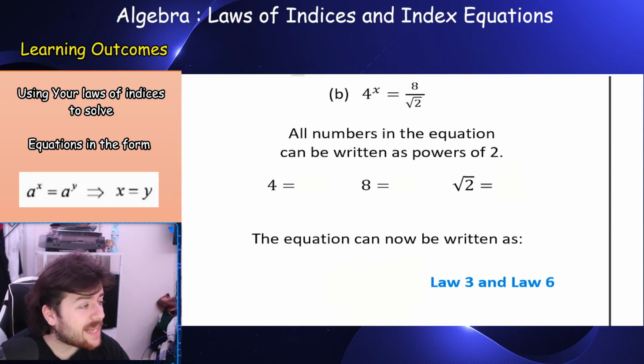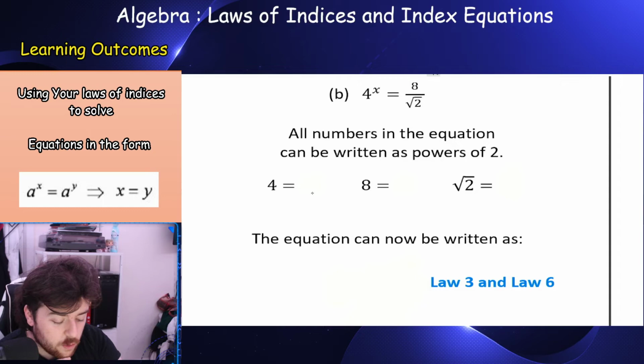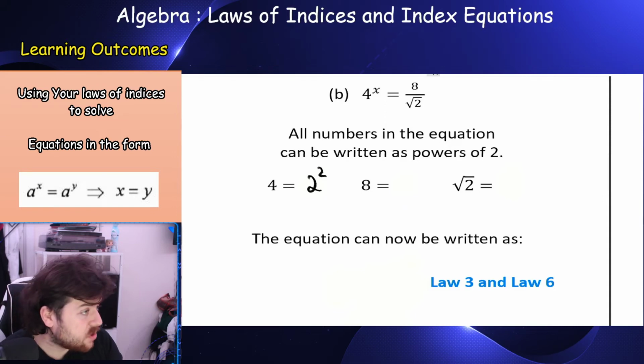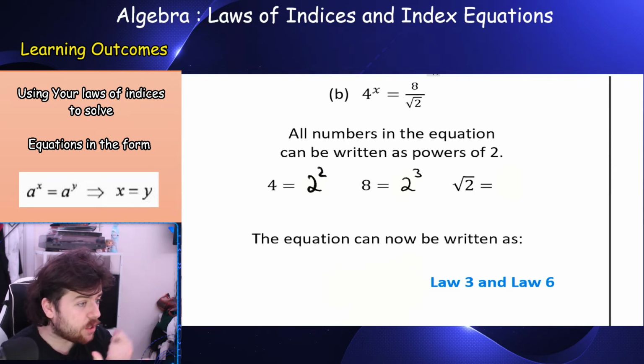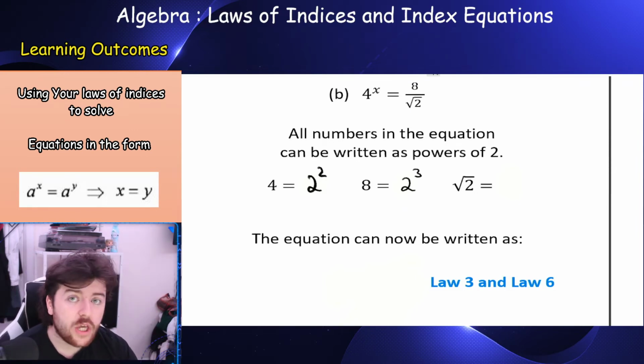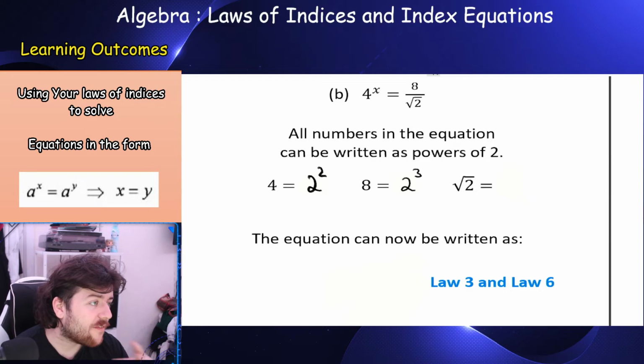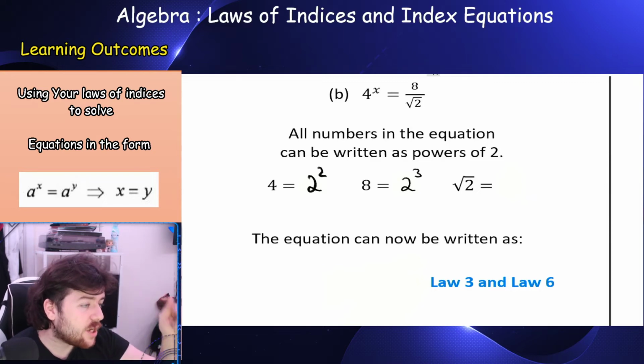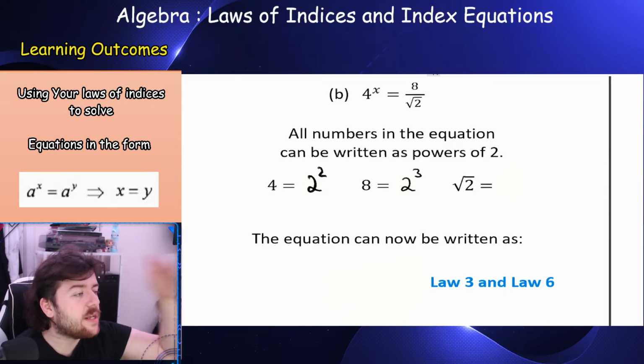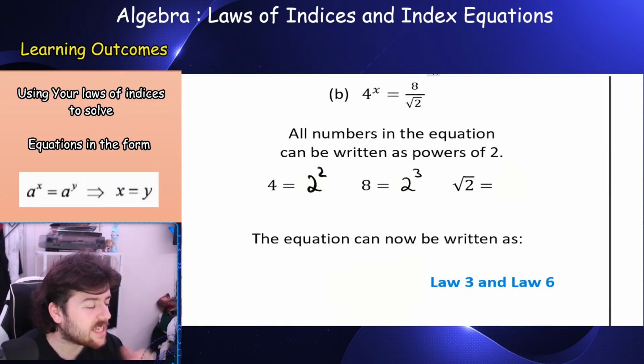Yeah, so we need to get all of these as pairs of 2. So I want to change this 4 to a pair of 2. Well, 4 is 2 to the power of 2. 4 is 2 squared. Done. 8 is 2 to the power of 3. So 2 times 2 times 2, right? So you need to just put these in your calculator and figure it out on the day. So do 8 divided by 2, divide by 2, divide by 2. See how many times you can divide 2 into something, and that's the power.